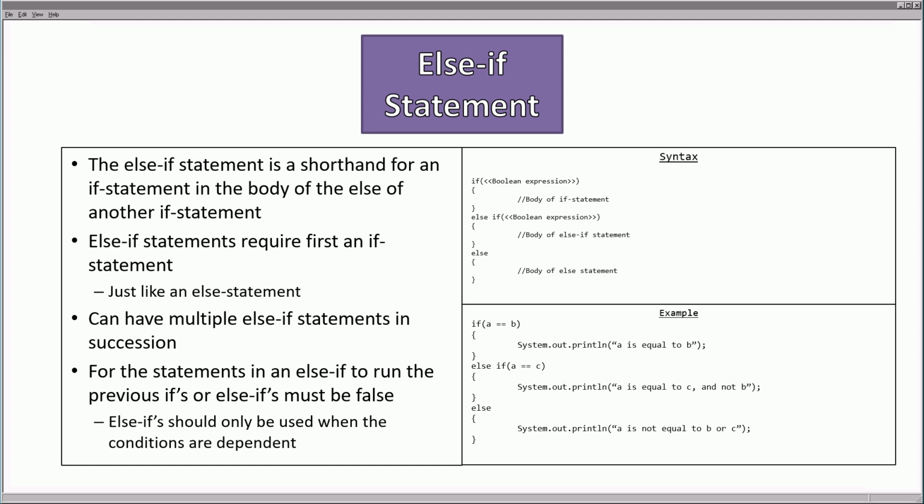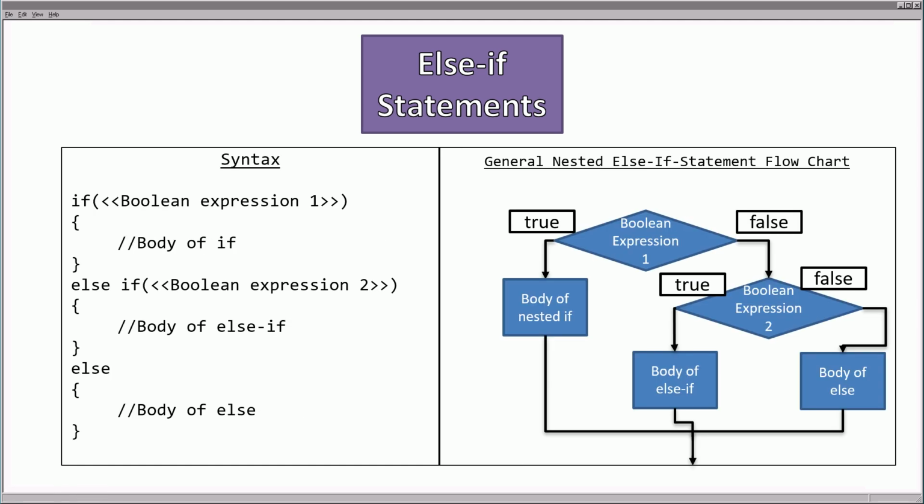Now we can see the example syntax right here, and an else-if simply looks like an if statement because it does have the Boolean expression as part of its argument, but it just begins with an else. Now the flowchart for an else-if statement looks like this. So if this first Boolean expression is true, then we run the body of the if statement only, and then it returns.